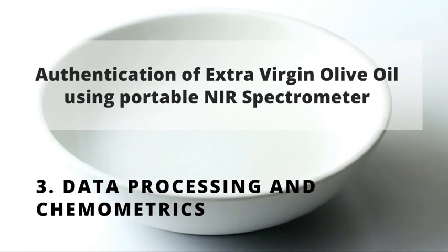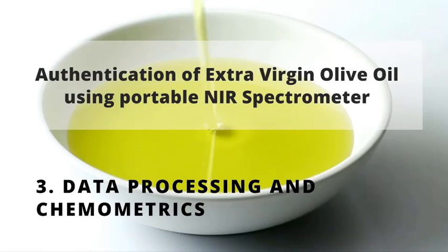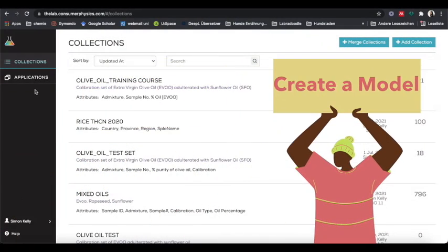Welcome back to the last of the video series on extra virgin olive oil authentication using a portable NIR spectrometer. We will process our data using various algorithms integrated in the cloud software. To create the model, select the particular collection file performed in the previous video.